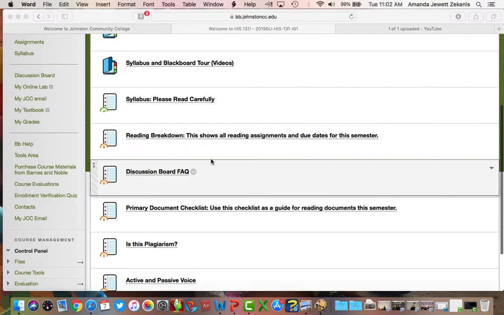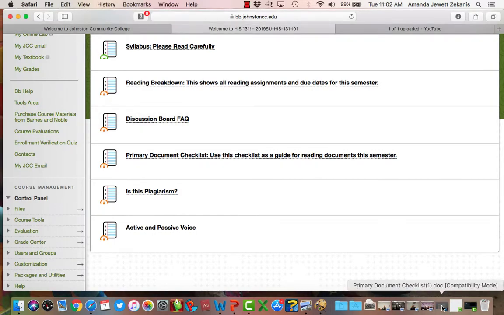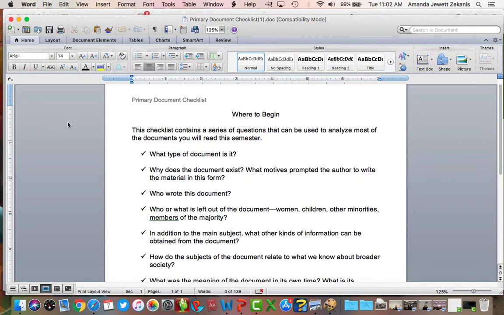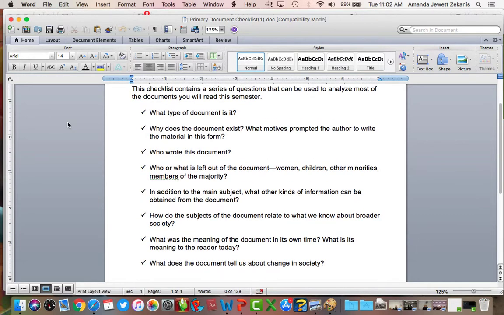So that is that. Next on the welcome tab, we've got the primary document checklist. That is here. These are things that you just might want to think about when you're reading primary documents. Again, the primary documents are things that were written by people during the time period. For example, a speech by Powhatan, a letter from Abigail Adams. These are primary documents written by people who were living at the times that we're studying.